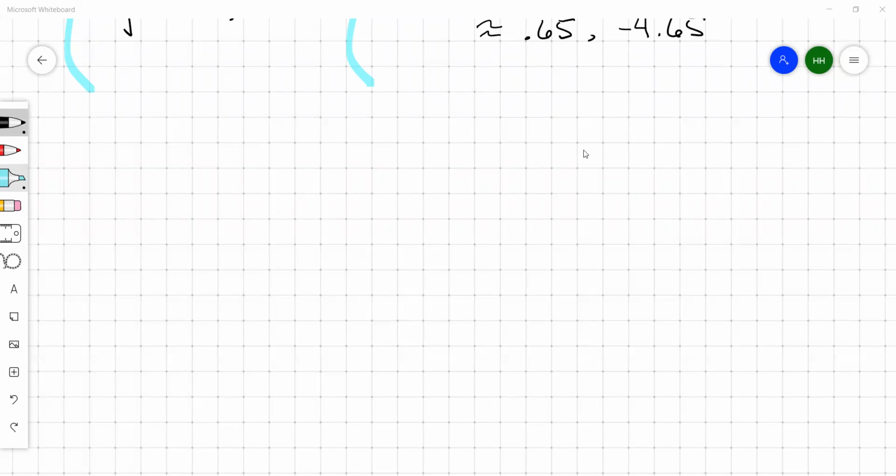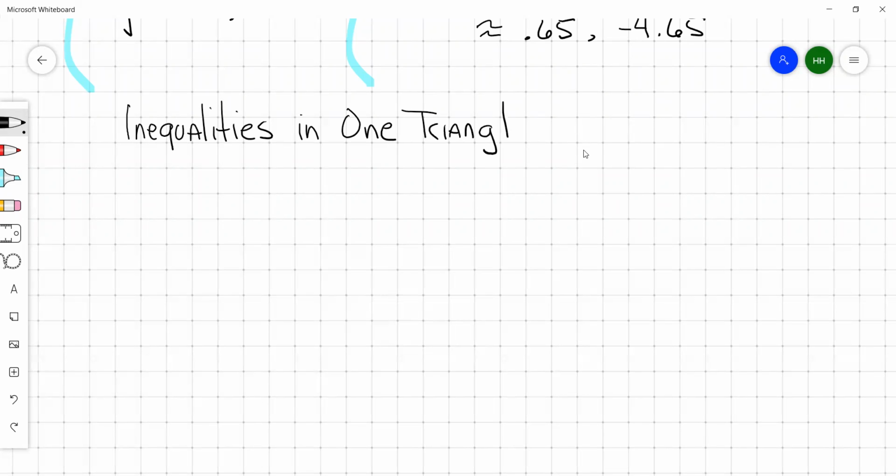Okay, today we're going to be working with what is called inequalities in one triangle.